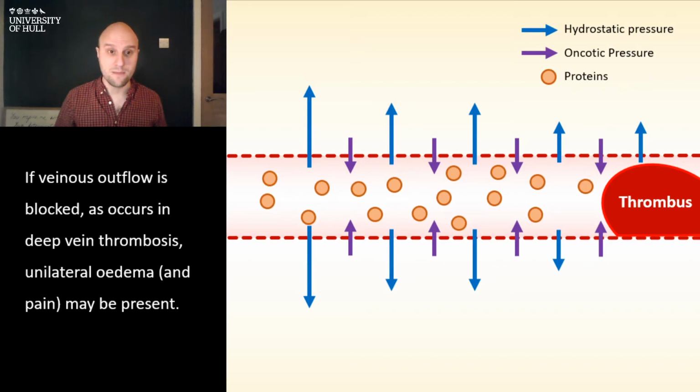Another example of this same phenomenon is if you have a blockage at the venous side of the circulation. That could be within the capillary, or more likely within a vein that the capillary would drain into. That blockage causes an increase in pressure along the length of the capillary, or along the length of the vein if we're further along than that. And so correspondingly, because that hydrostatic pressure is maintained along the length of the capillary, more fluid is being forced out.